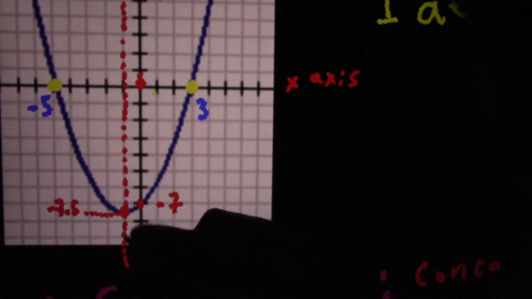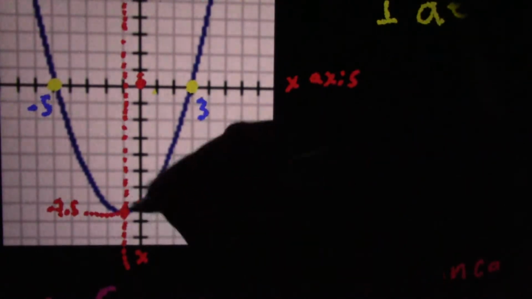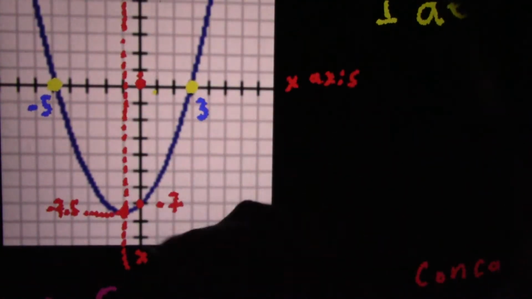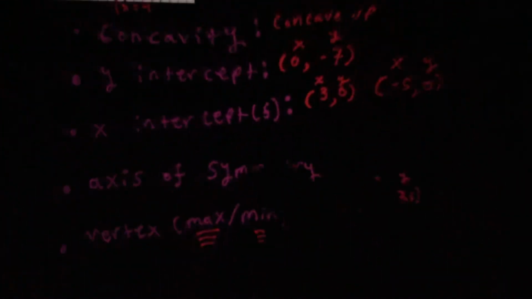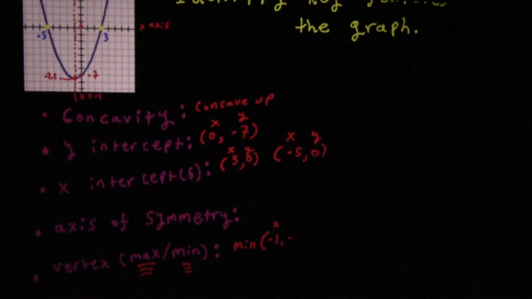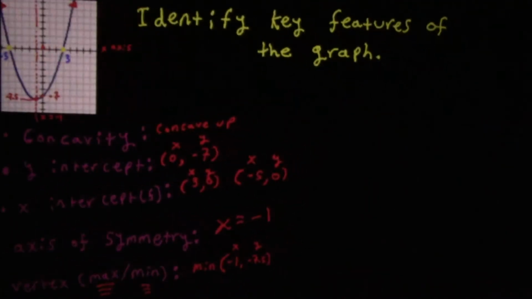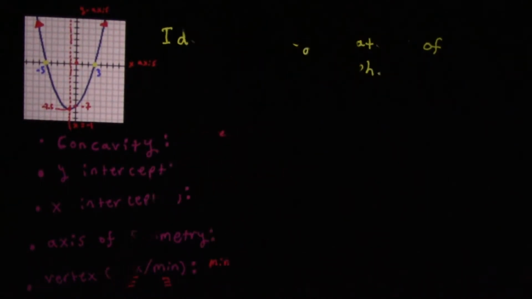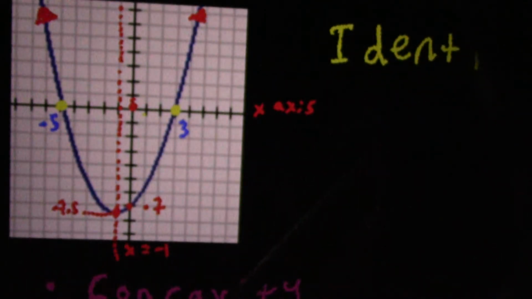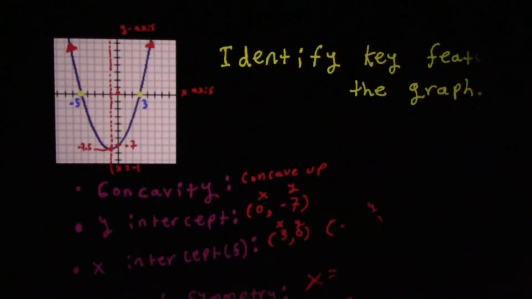Our axis of symmetry is defined by this vertical line, which is x equals -1. This -1 right there. So now we can talk about the axis of symmetry, -1. And that's how you identify the key features of a graph. So let's try one more.